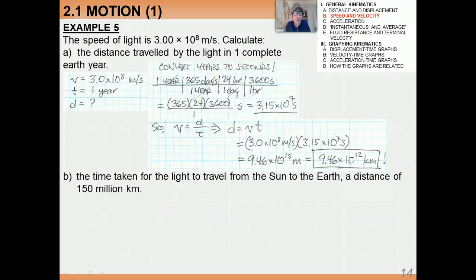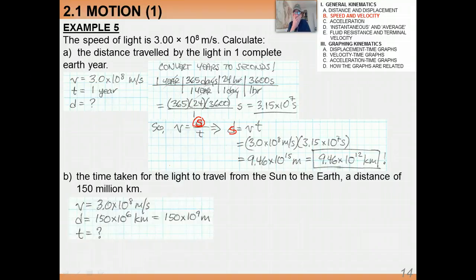So I'm actually using the 5-step problem-solving method to solve this one, okay? Which you remember from last year. So really what this amounts to is I have to convert years to seconds, and then I use V equals D over T. Remember I said don't ever use D, so I'm changing that to S. Okay, S equals VT, and I get 9.46 times 10 to the 12 kilometers. Man, that is a really long distance. That is 1 light year, okay?